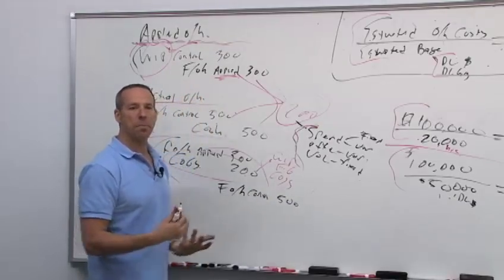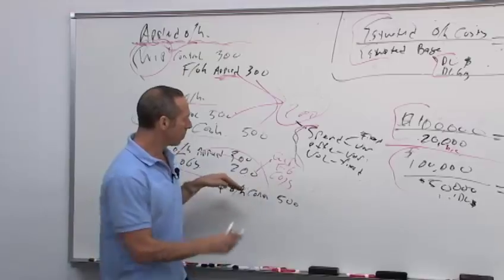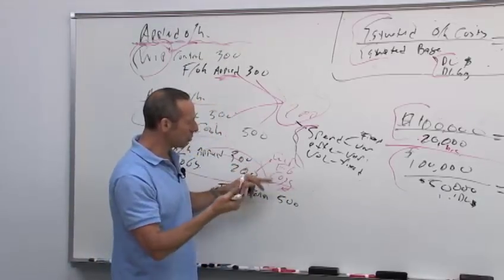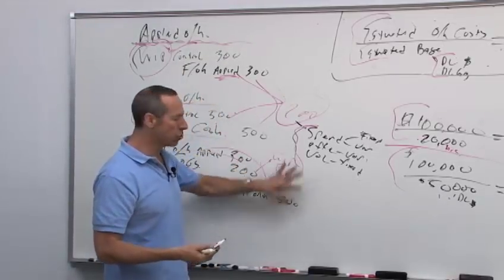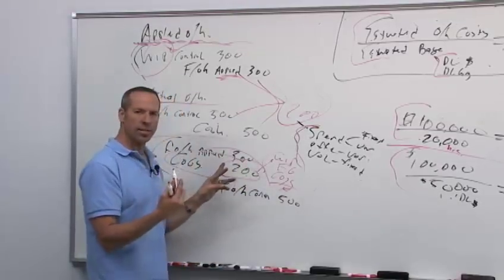So like they'll say, base it on ending. So what is ending, ending, ending? Add them up, divide them, one-third, two-thirds, you know, whatever it is. So you just do a proportionate share. Usually, it's just immaterial, throw it out to cost of goods sold.